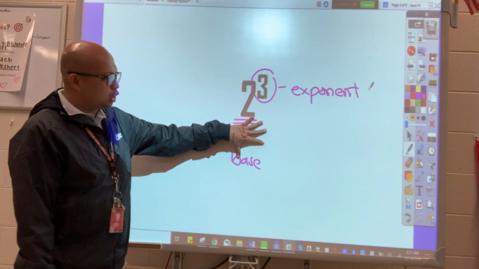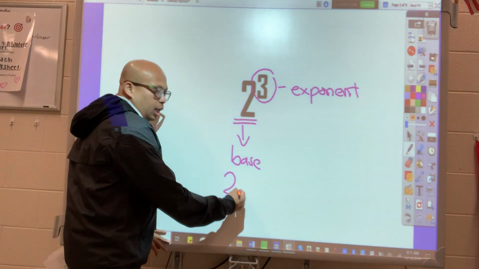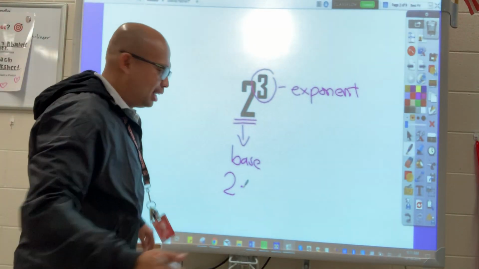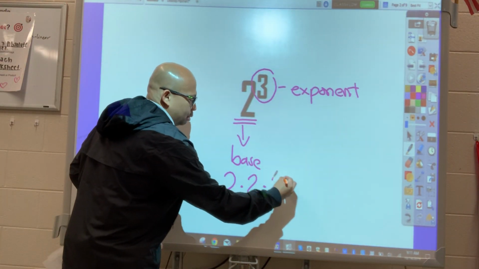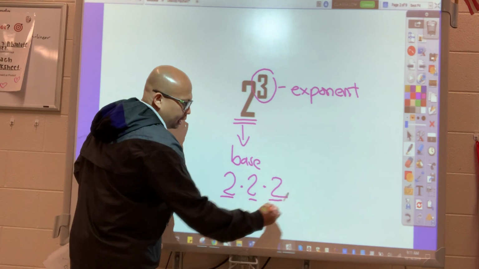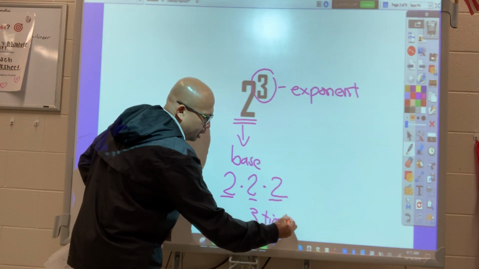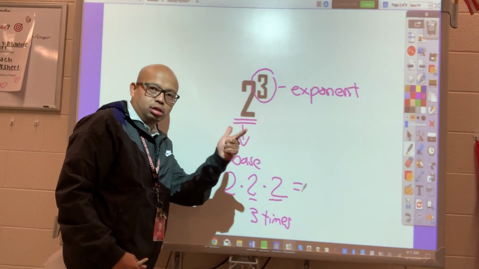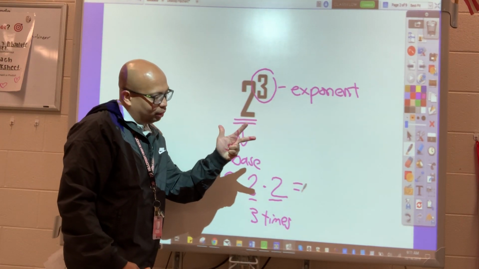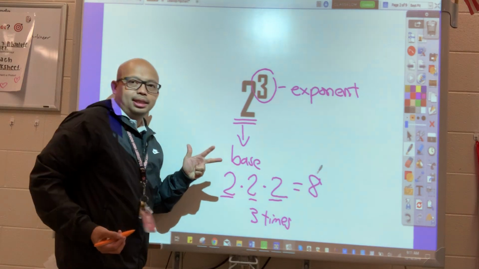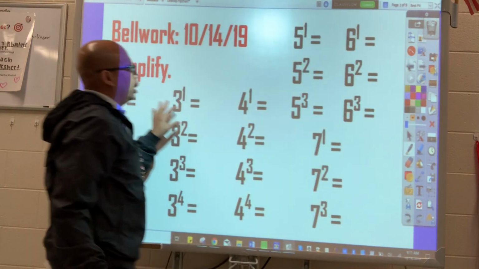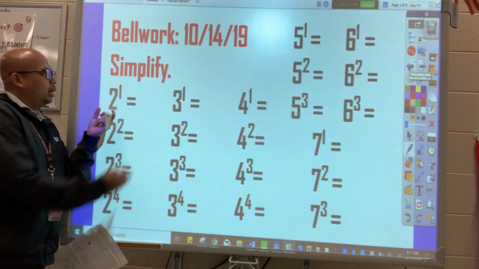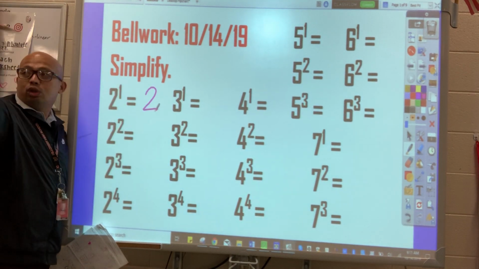So if I ask you to expand this, the meaning of that one is 2 times 2 times 2. I'm multiplying the base 3 times because the exponent is 3. And the answer here is 2 times 2 is 4, times 2 for the third time, 8. Make sense? Okay. So 2 to the 1, if you multiply 2 by itself once, it's just going to be 2. You guys can respond, okay?